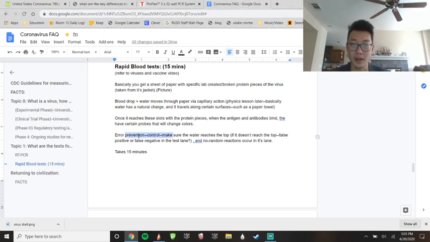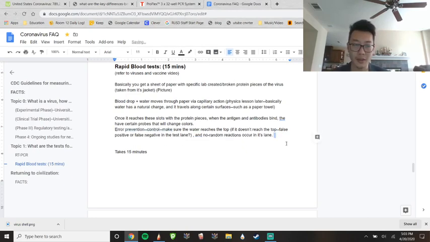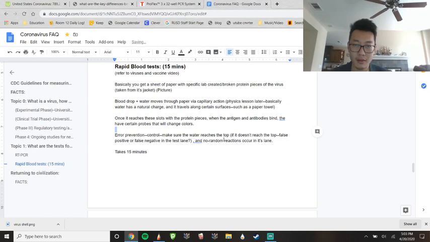So what errors could we make? We kind of already talked about those. If the water doesn't reach the top, it gives us a false negative. We could have had it or not, but it's just going to say negative automatically.